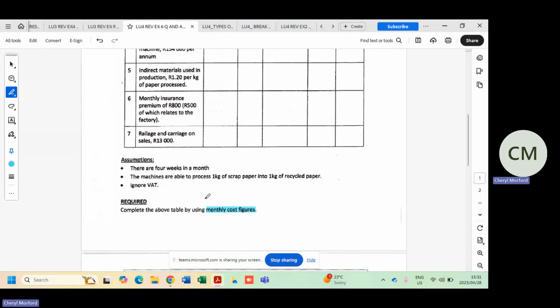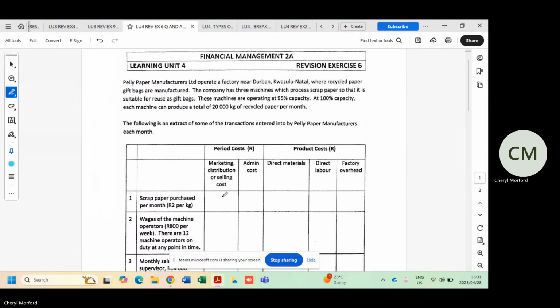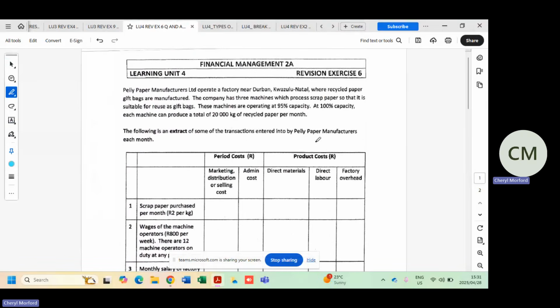It is a business that is buying scrap paper, and it's doing good for the environment because it's taking the scrap paper and recycling it into paper that is going to be used to make a gift bag. We all like a nice little present, don't we? So let's have an environment-friendly one. The conversion rate goes from 1 kg of scrap into 1 kg recycled. We always start a question by finding the important details.